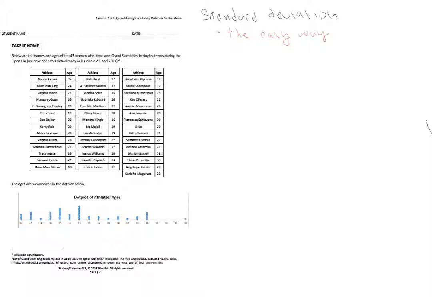To do this, let me first remind you of the formula of standard deviation. We have S for standard deviation equals the square root of the sum of all of the data values minus the mean. So x bar is the mean. You square these deviations, and then you divide by n minus 1.